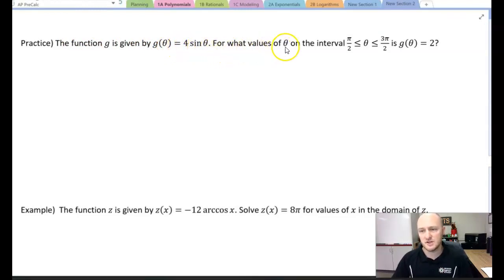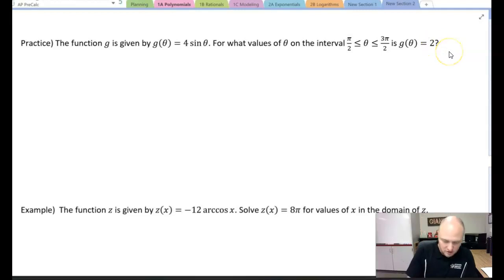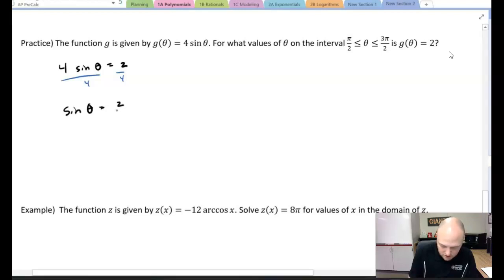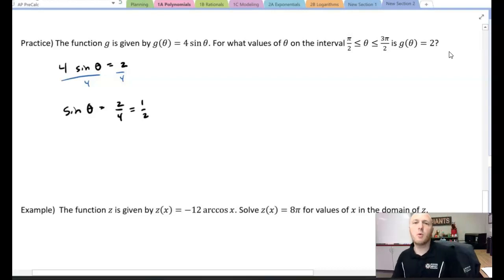For what values of theta on the interval pi halves inclusive to 3 pi halves inclusive is g of theta equal to 2? So we're going to take g of theta, 4 sine theta, and set it equal to 2. We'll solve, divide both sides by 4, and we get sine theta is equal to 2/4, which reduces to 1/2. And we want our y value to be equal to 1/2.